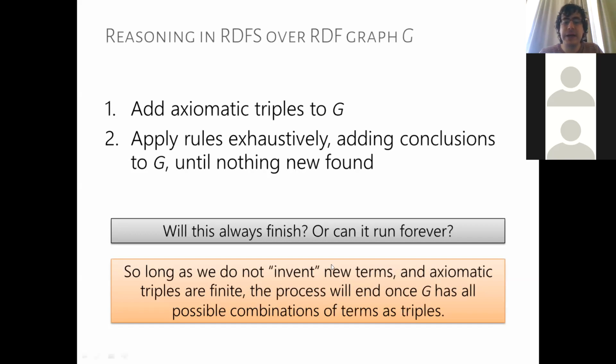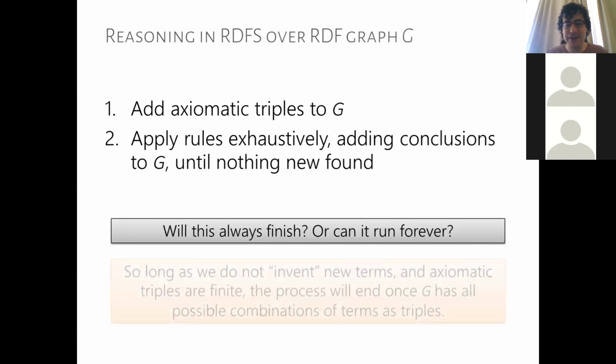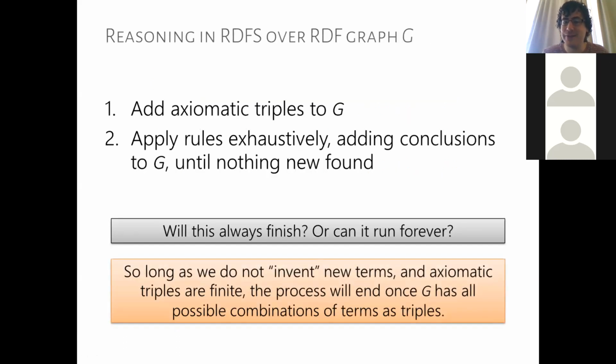So long as we do not invent new terms, and so long as the axiomatic triples we add are finite, which is not trivially the case because we have these weird container membership properties as RDF1, RDF2, RDF3, where there's an infinite number of them. But if we leave those out, then this would finish. So as long as we do not invent any new terms, and so long as the axiomatic triples we're adding are finite, then there's no problem. We can run this, and we're guaranteed that it will terminate.